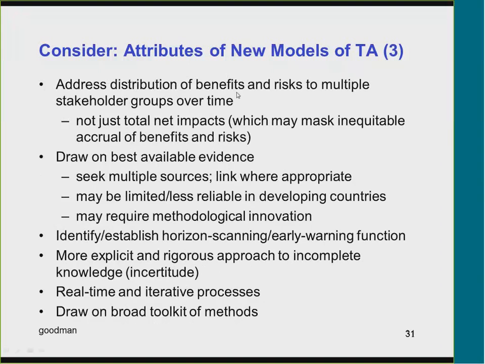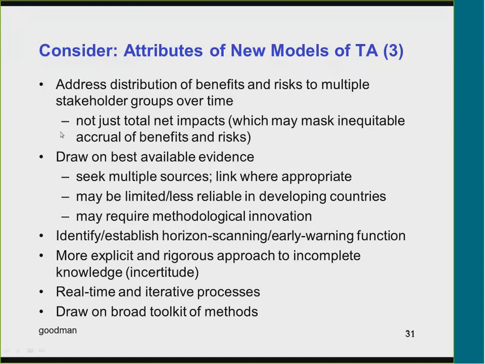Address the distribution of benefits and risks to multiple stakeholder groups over time. This is really important. Sometimes TA says, well, the total net benefit or the total net risk is going to be such and such in a certain time slot. Actually, benefits and risks accrue differently to different stakeholders, and they accrue differently over time. So we need to understand who's going to be helped, who's going to be harmed, to what extent, in what ways over time. That's a better consideration of benefits and risks.